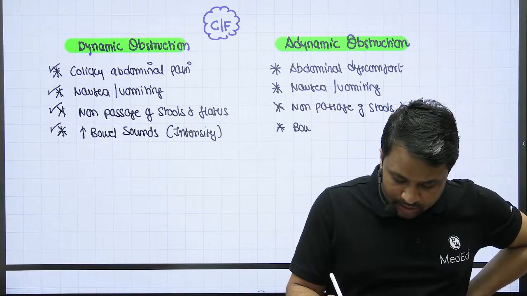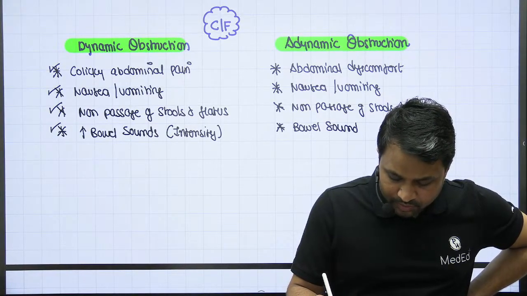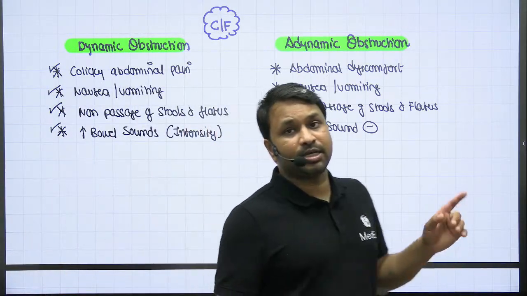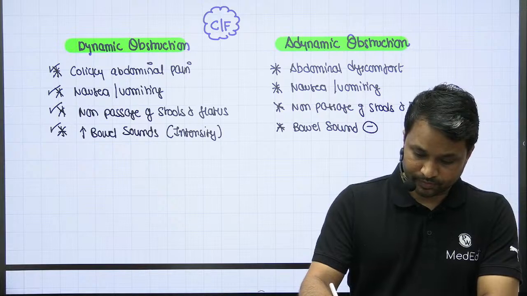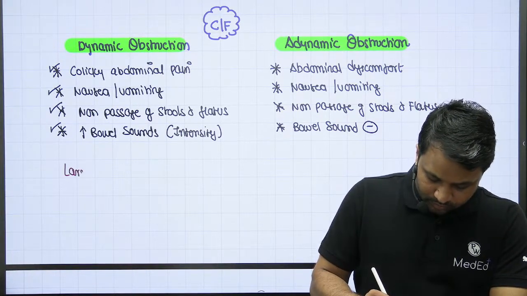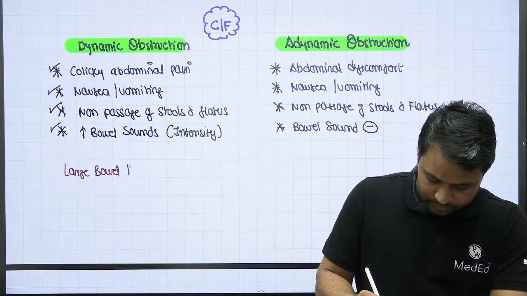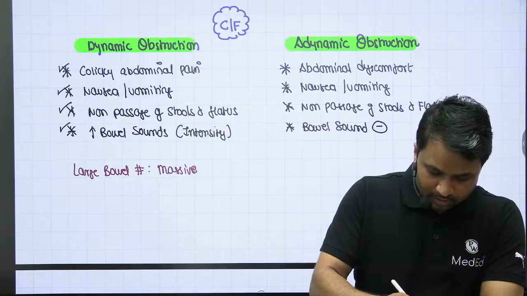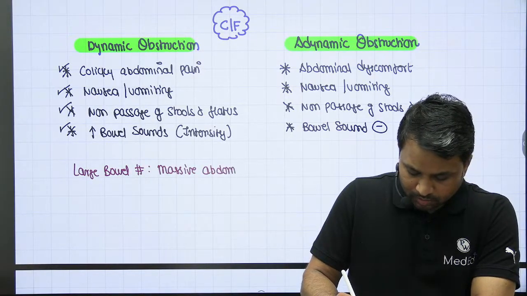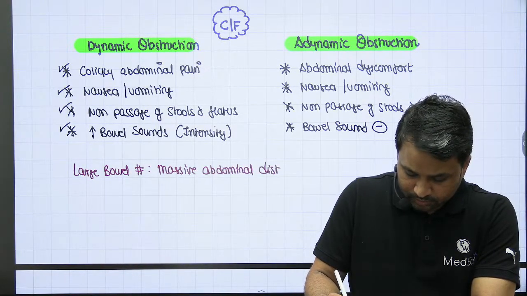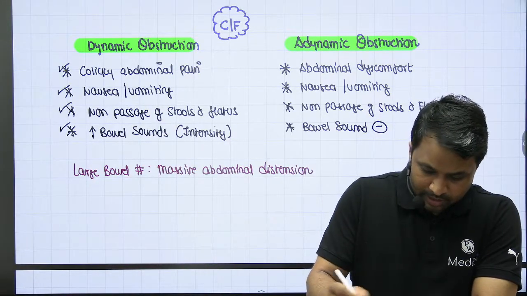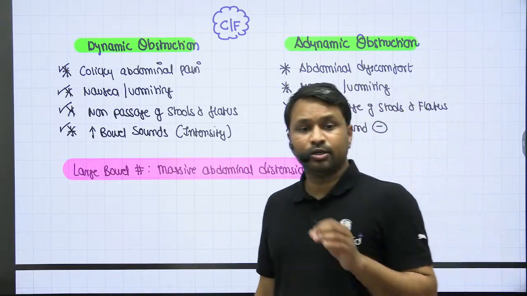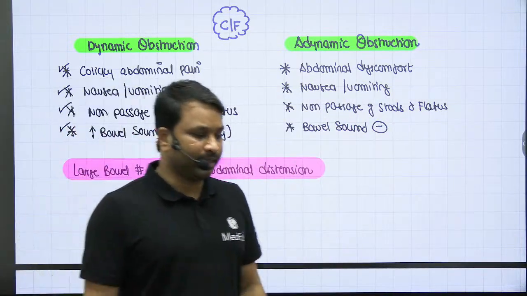And how do you know it's an adynamic bowel obstruction? The bowel sounds will be absent. One thing that you remember is that in a large intestinal obstruction, there will be massive abdominal distension, because large bowel obstructions are closed loop obstructions.